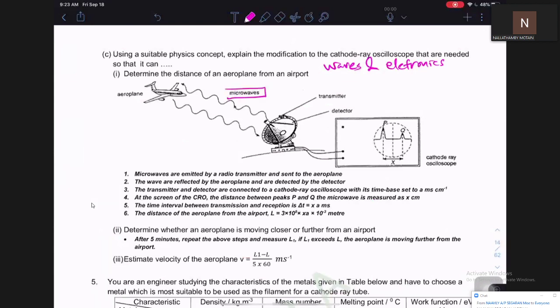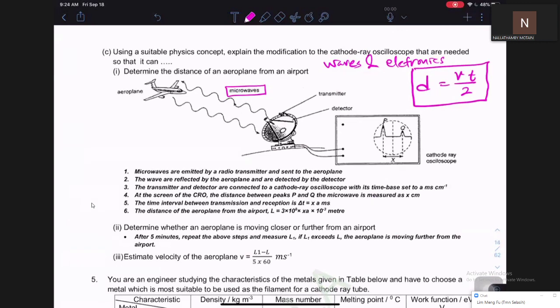If you want to calculate the distance of the aeroplane from the radar, we have to use one type of wave, we call it a microwave. So the microwave will be sent towards the plane, and then after that there will be reflection. The reflected wave will be detected, and then the time will be calculated using the trace that forms on the screen of the CRO. After that, distance we can find using the formula Vt over 2. You also can use this formula, but you have to define D is what, V is what, T is what. Normally for explaining, they will give you maximum 4 marks.